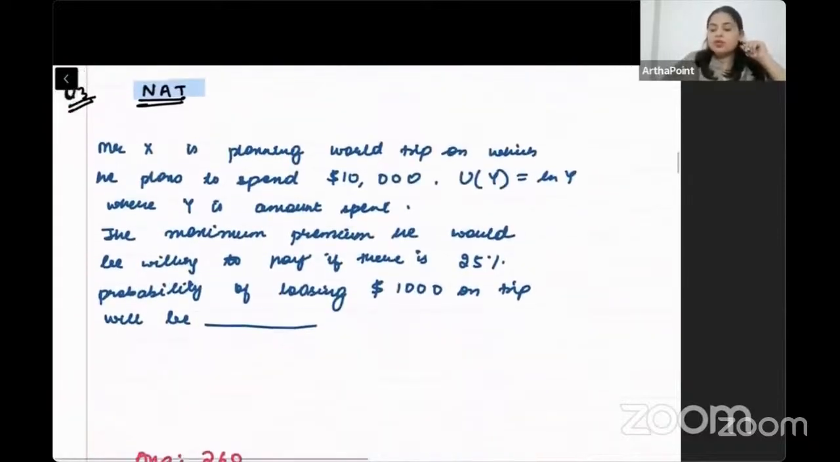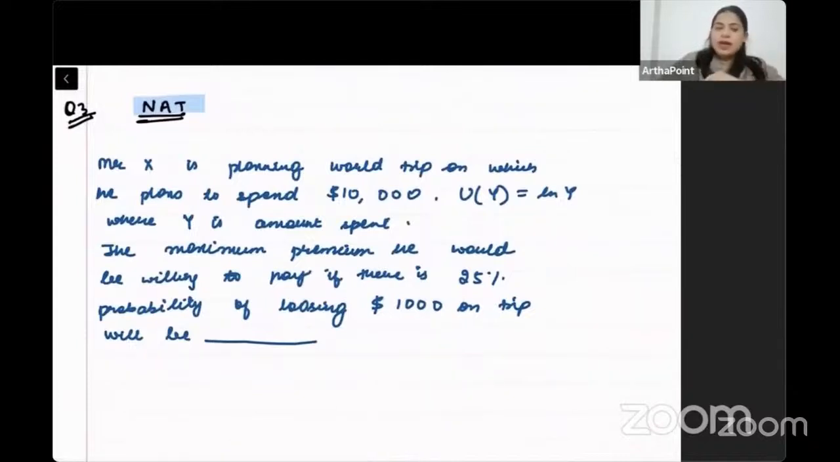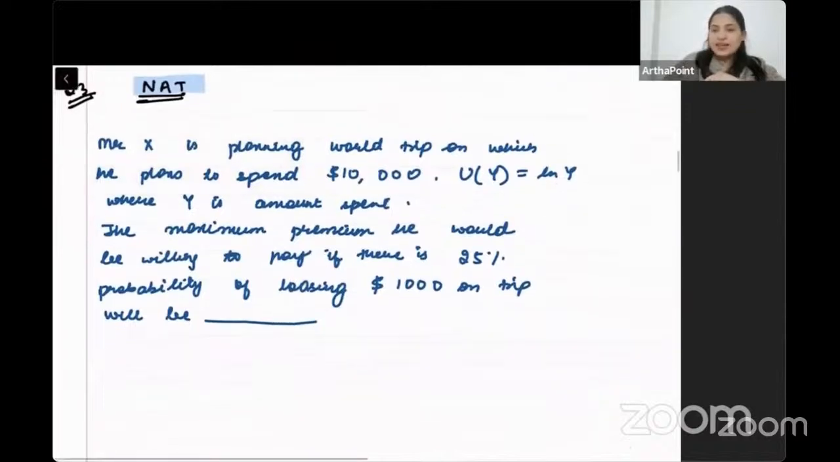Okay, beta, come to the third question. I am giving you again some time to solve this question. It's a NAT based question. So this will come for a 2 marks question. Try to solve this yourself first, then I will do this. So read the question, beta.